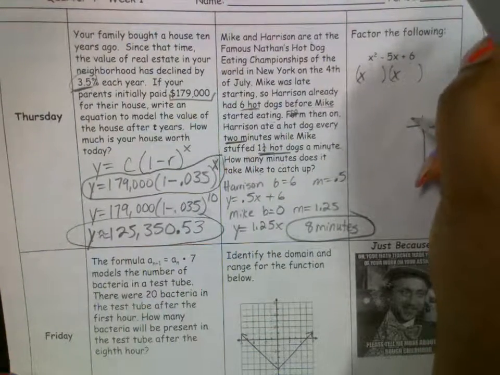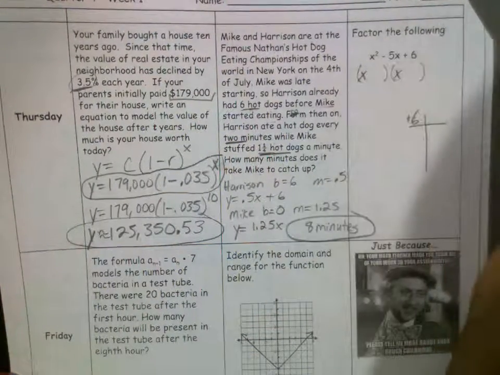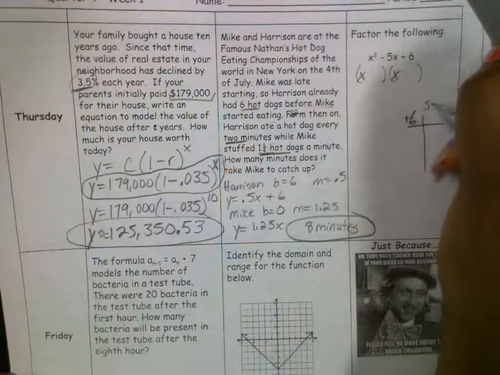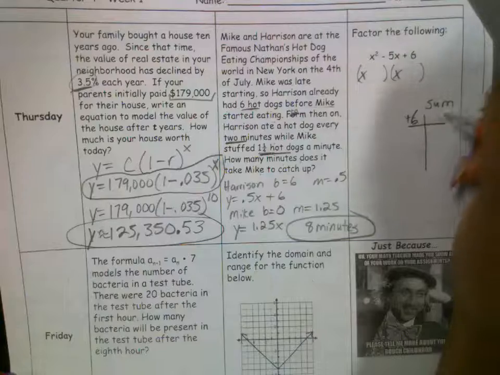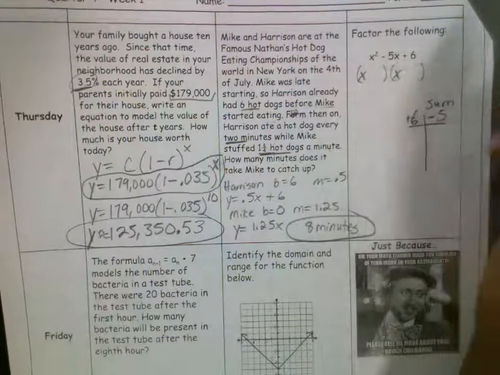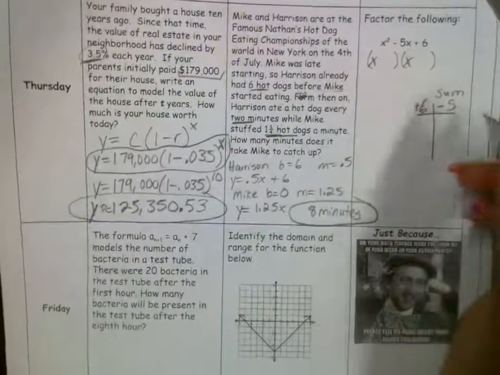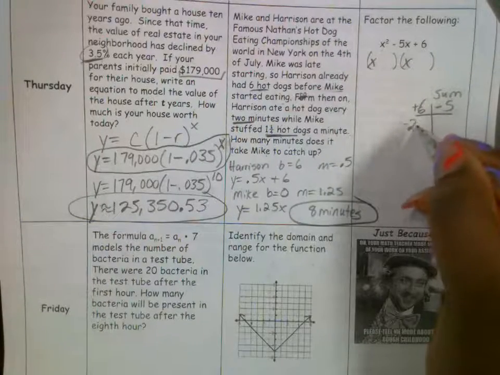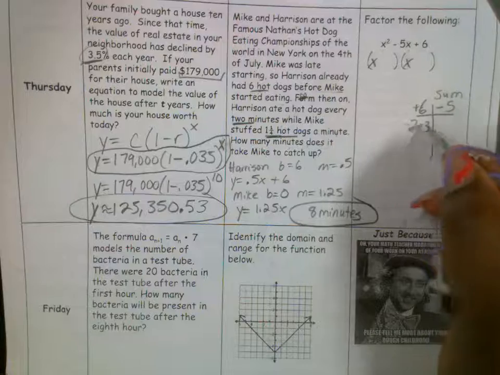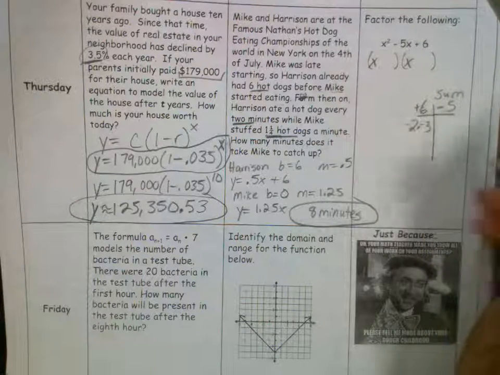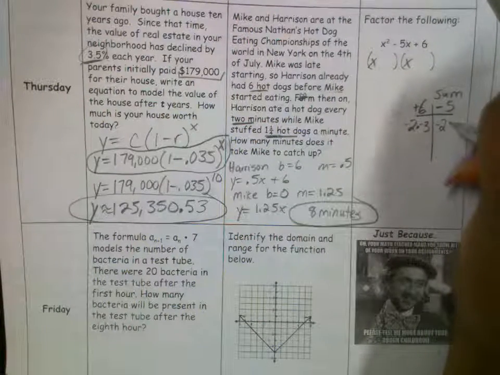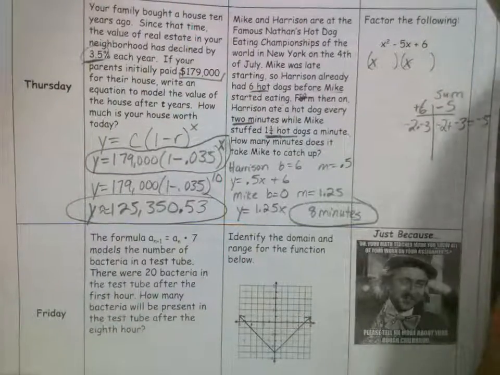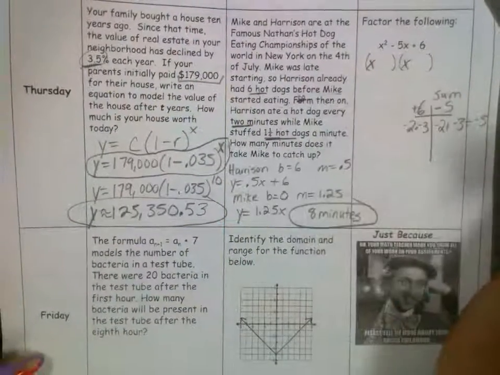What number goes here? 6. It's a positive 6 that we're going to factor. See what two numbers can be multiplied together to give me 6, but a sum of what? -5. Okay, so how do we figure that out? -2 times -3. A negative times a negative is going to give me that positive 6. And when I add them together, that gives me a -5. So good job.